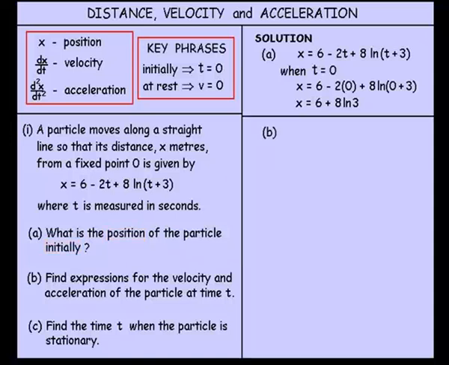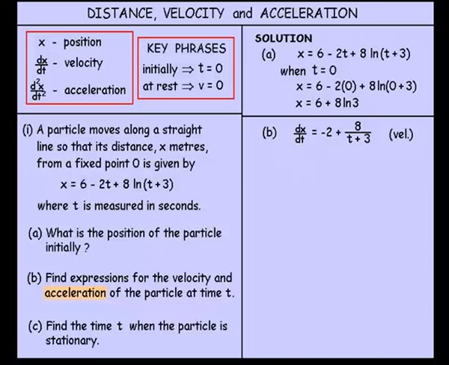Moving on to part B, we need to find expressions for firstly the velocity. The velocity is the first derivative, dx/dt. So we're going to find the derivative of the x equation above. The derivative of 6 is 0. The derivative of minus 2t will be minus 2. Then we have the derivative of a log term. So we write our 8, and the (t plus 3) will just go down the bottom, and that's the derivative of that expression. Now it's the velocity, so I'll just write that in brackets to recall that it is velocity.